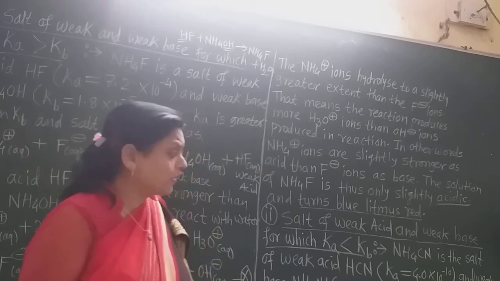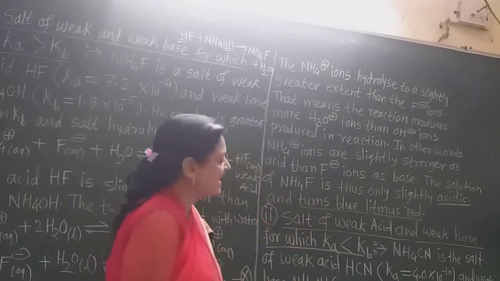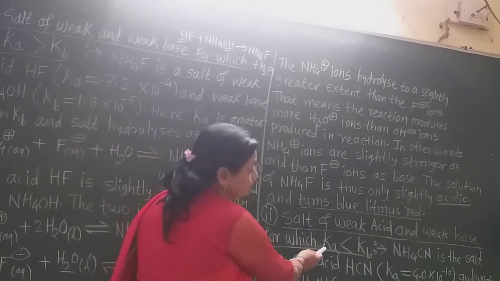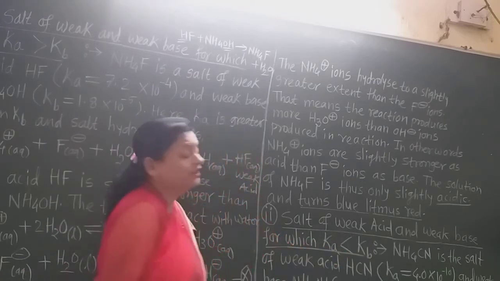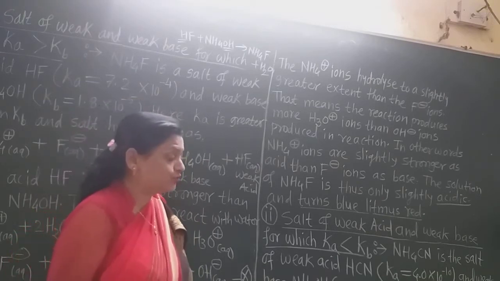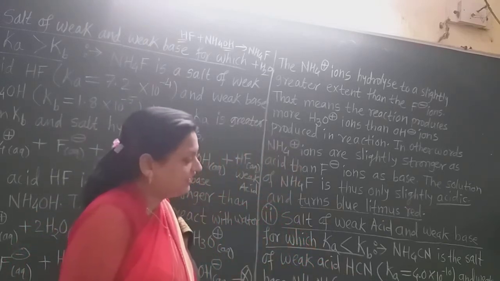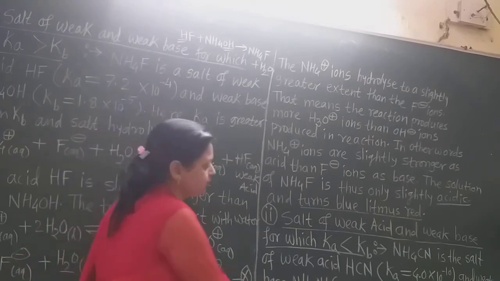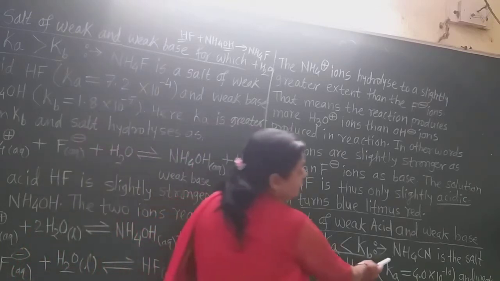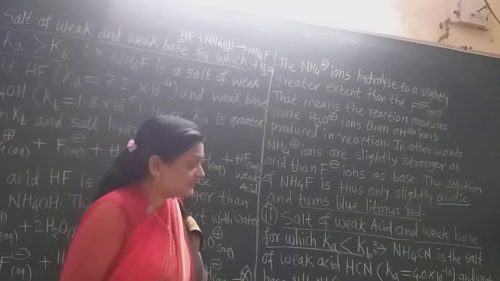Now that type of salt, for example, is ammonium cyanide, NH4CN. It is the salt of weak acid and weak base, in which the dissociation constant value of the acid is less than the dissociation constant value of the base. Here the weak acid from which this NH4CN is derived is HCN, hydrogen cyanide. When it reacts with the weak base NH4OH, ammonium hydroxide, there will be formation of NH4CN, ammonium cyanide salt. This is the salt of weak acid and weak base, in which Ka is less than Kb.